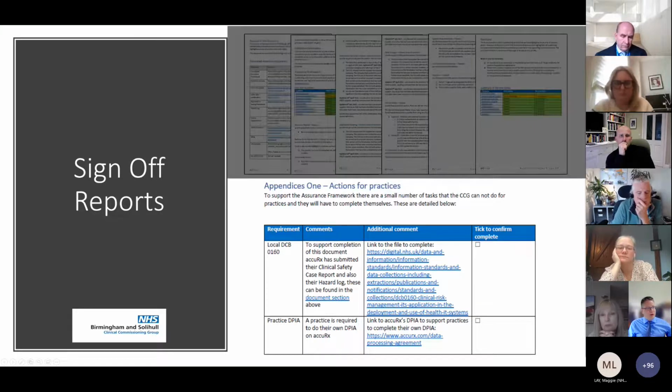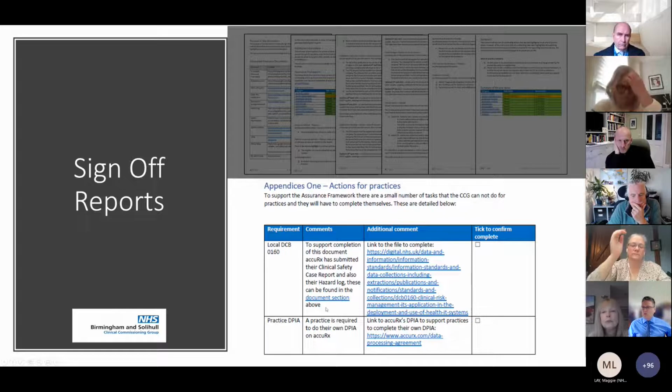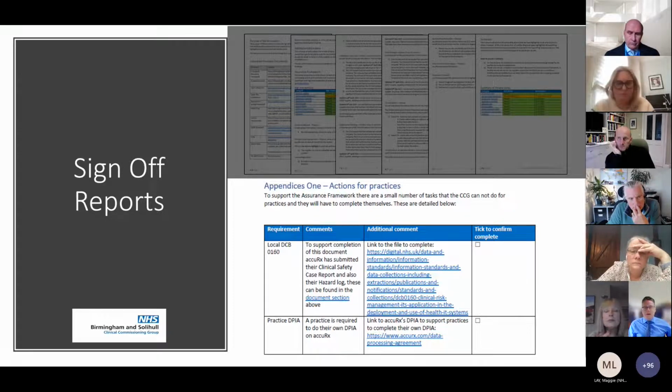And I just wanted to highlight two other things that we have. One is a section about action for practices. Like I say, we're very much looking at implementation at a practice level, and the practices have some responsibility in that, and we make that clear to them. But as part of the report, we've provided them with most of the answers they need to do that process. So we're supporting the practices to do what they need to be doing.